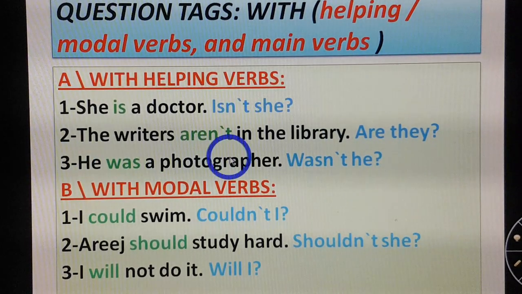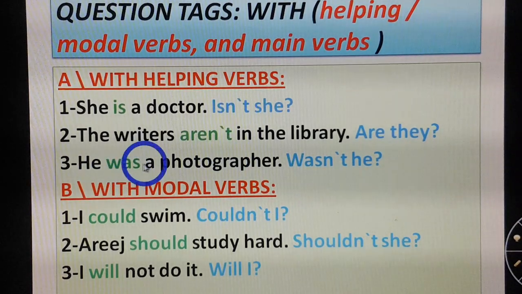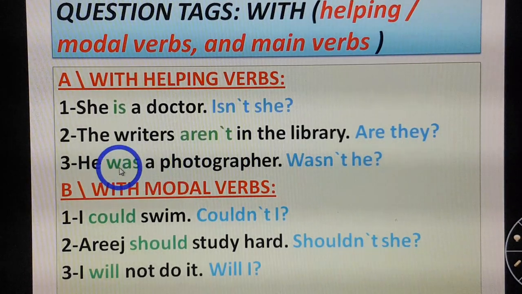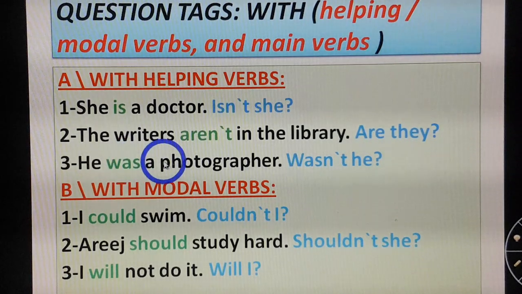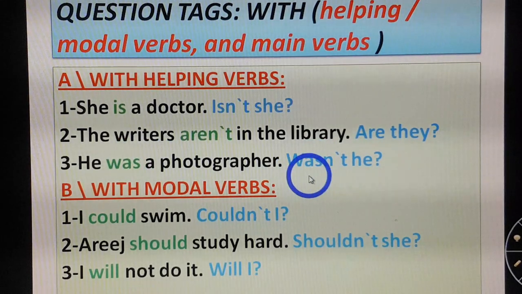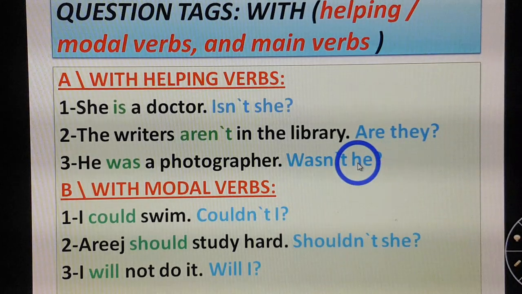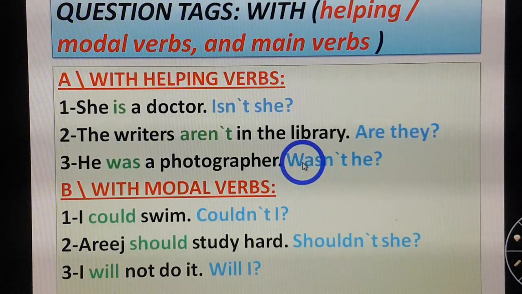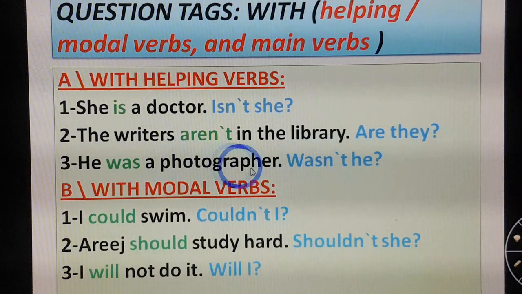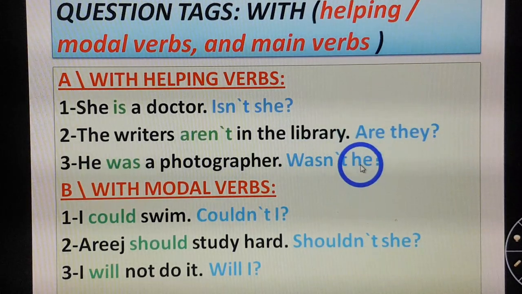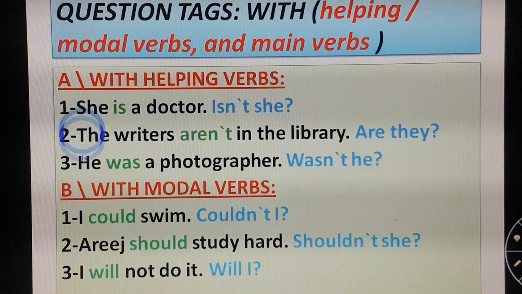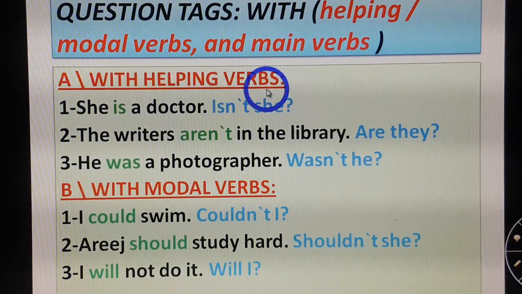He was a photographer. كان مصور. He was a photographer. Was, it's a helping verb. نفس الطريقة يا شباب، نسوي عملية process. Wasn't he. لاحظ was تصير هنا negative. Wasn't he. ليس كذلك. والهي طبعا تجي هنا in the second. هذا طبعا these are examples about the helping verbs.